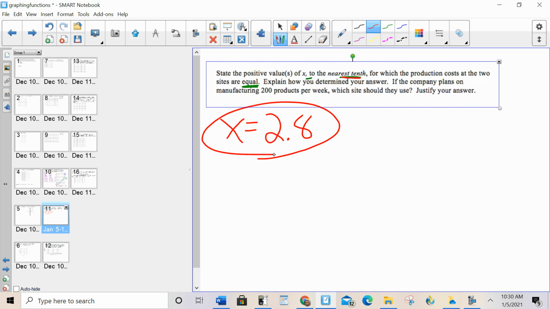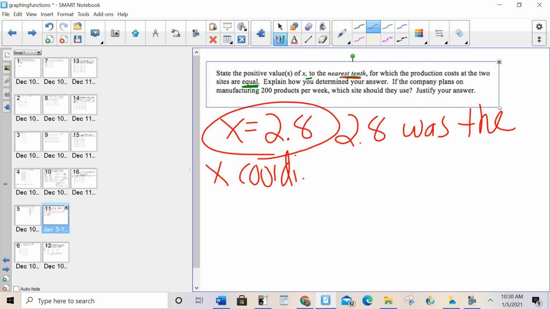Explain how you determine the answer. 2.8 was the x coordinate for the point of intersection.